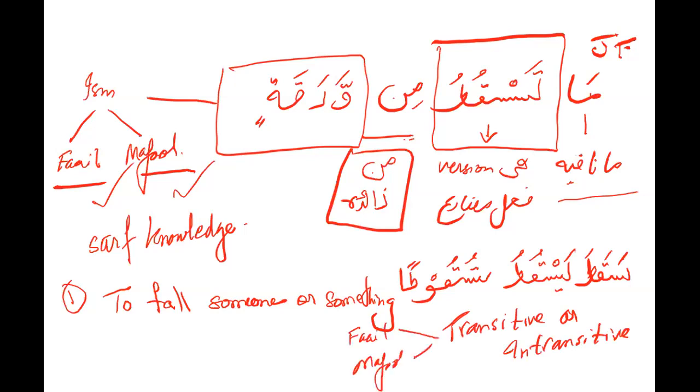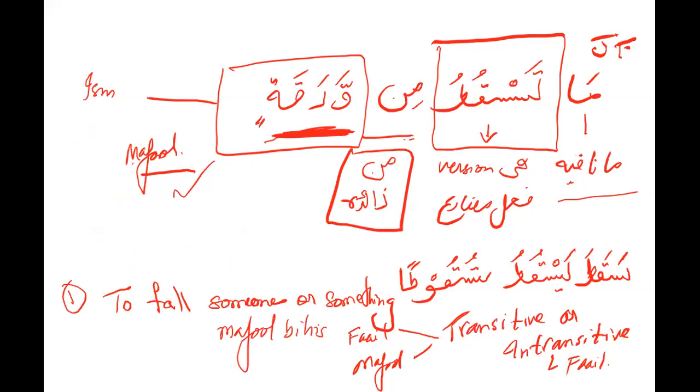But intransitive can only have a fa'il. So it will be easier to see whether the ism coming after it can be fa'il or maf'ul. If it is intransitive, then there is no question of maf'ul. So as taskutu is intransitive, what does that leave us with? What will this word be? It's a fa'il. Exactly. Because taskutu cannot have a maf'ul, fi mahalli nasb. Right? Intransitives cannot have maf'ul bihi. So automatically you have come to know that this is a fa'il.